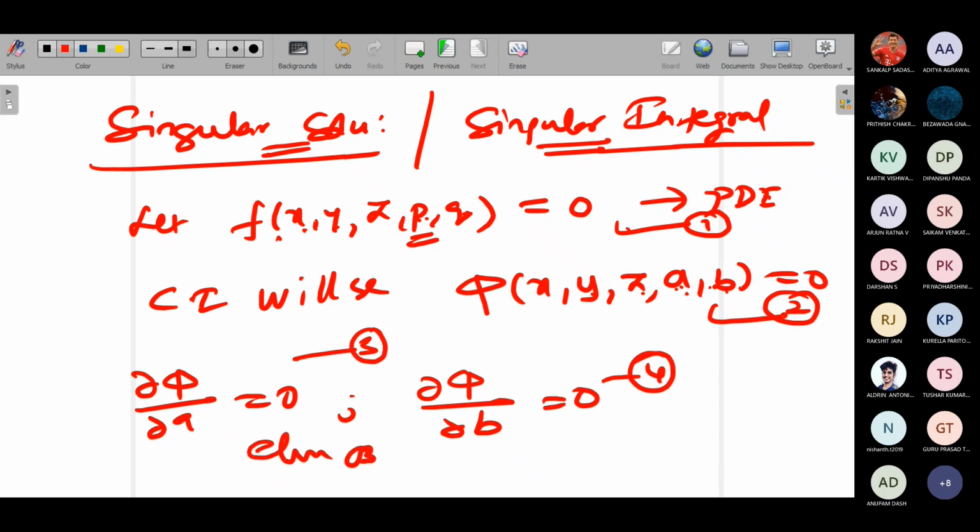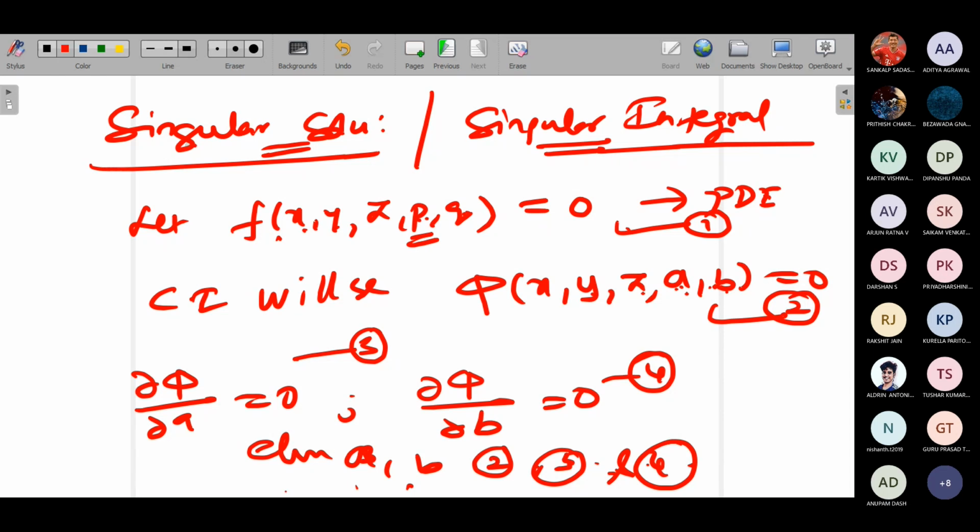Eliminate a, b using the equations 2, 3 and 4. Eliminating a, b from 2, 3 and 4, we obtain the singular solution.